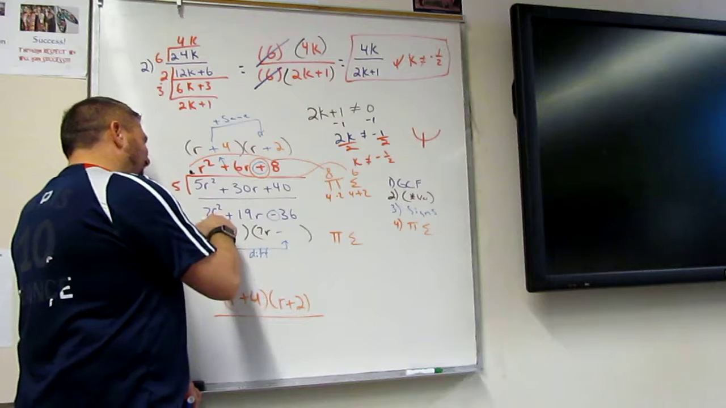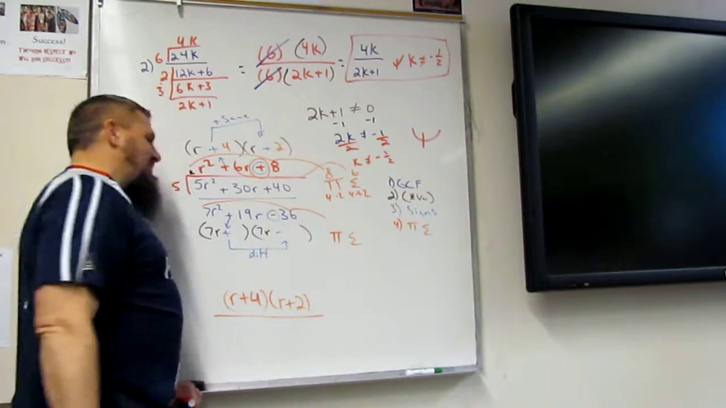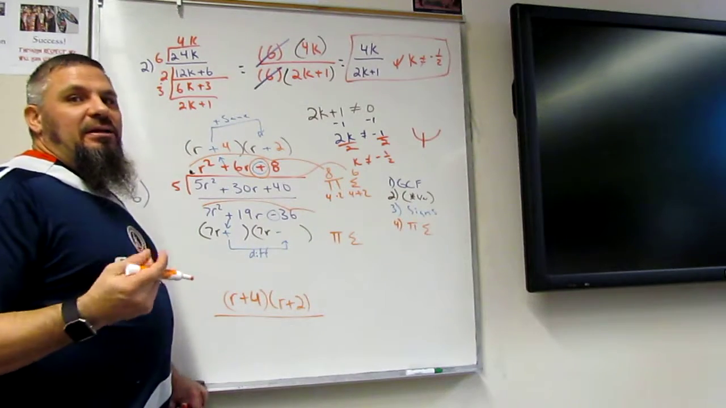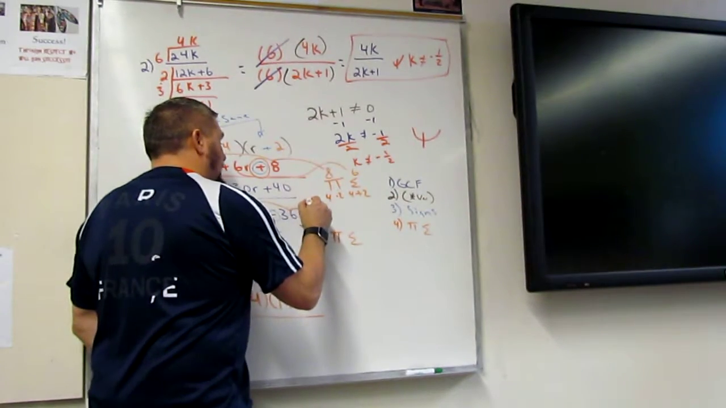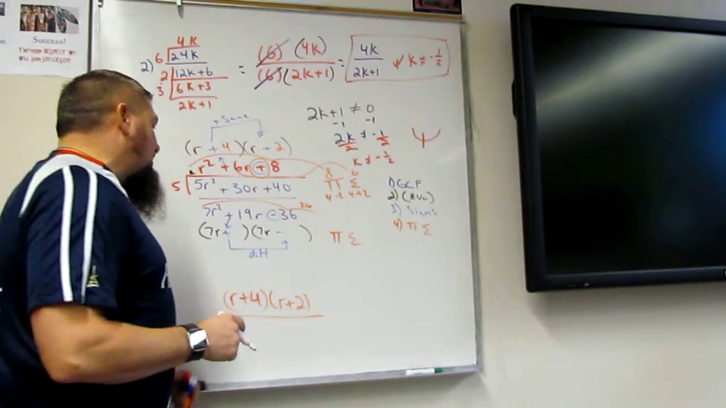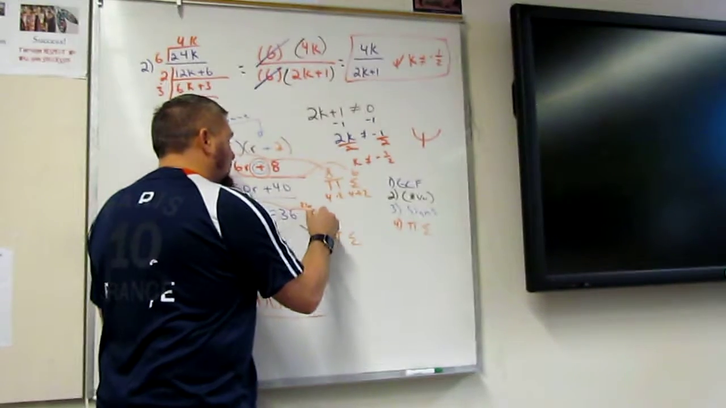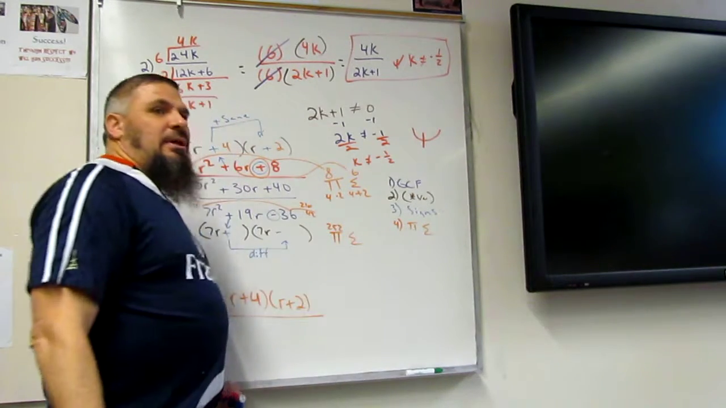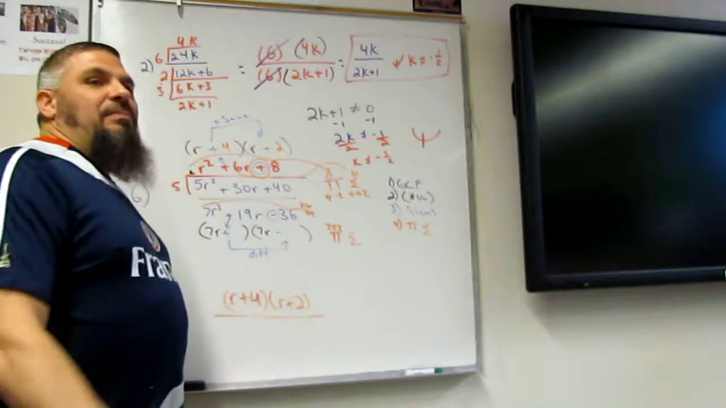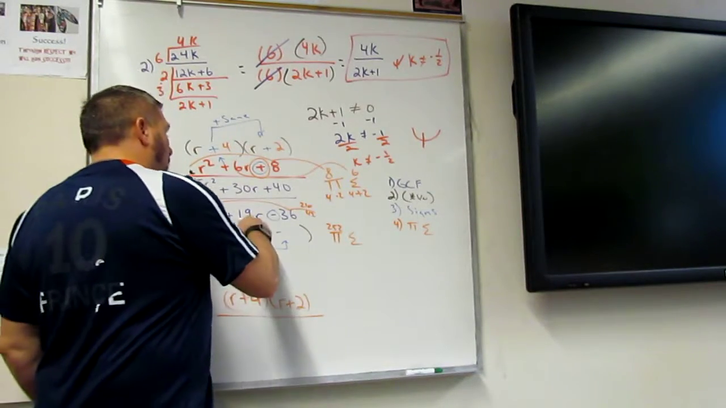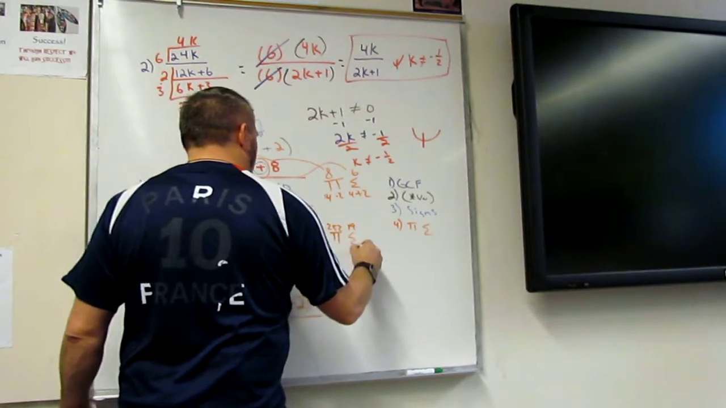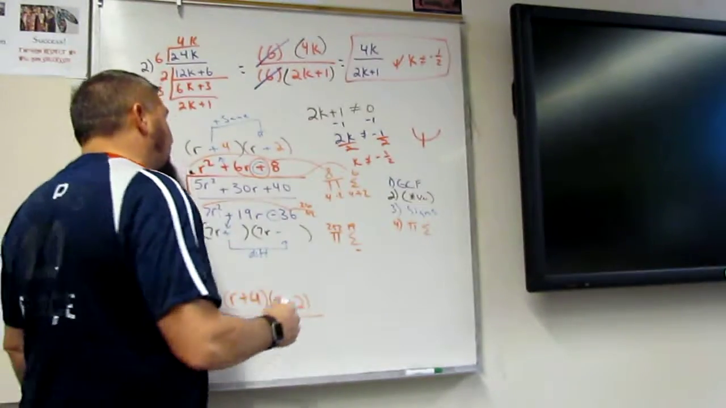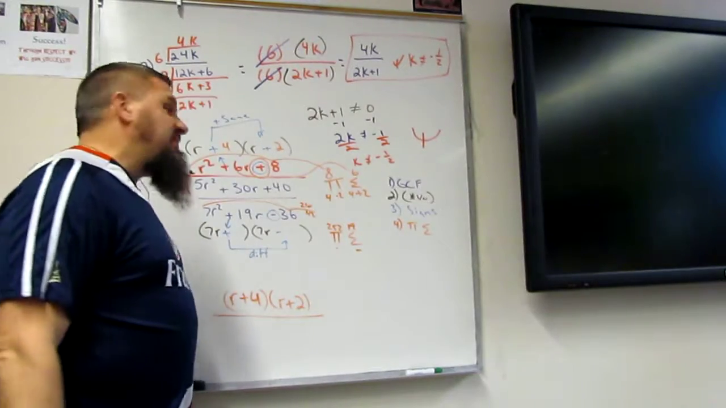So what's my product? 7 times 36. That's a pretty big one, right? So 7 times 30 is 210, right? 7 times 6 is 42. So that would be 252. And then what's my sum? My sum is 19, and I'm subtracting, right? So I need two numbers that subtract to be 19, but they multiply to be 252.